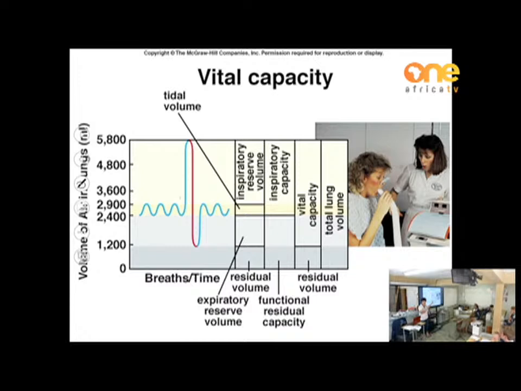But what is interesting, Joshua, is there is always about 1 liter of air staying inside my lungs. Otherwise, if everything moves out, the air sacs will stick to one another, and it will be difficult for the air to blow them up. So there's always an amount of air to keep the air sacs open. That we call the residual volume.